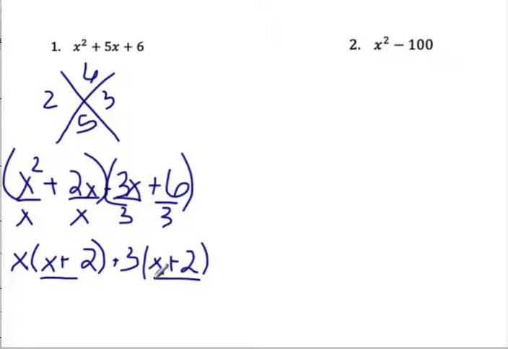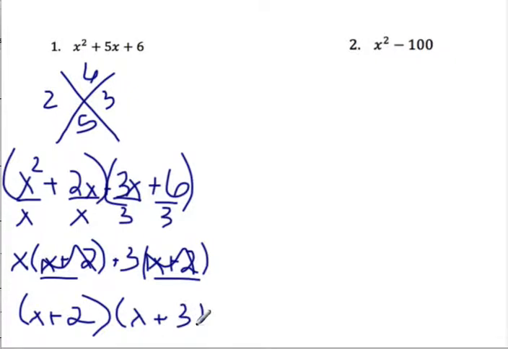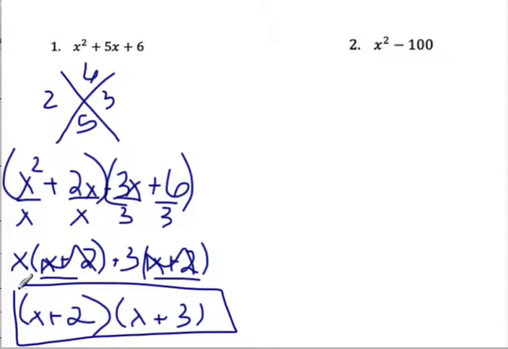So I notice that I have x plus 2 as a leftover. So I'm going to write that out first. And then in the next parenthesis, I'm going to write x plus 3. So this right here is your final answer for number 1. Now let's take a look at number 2.